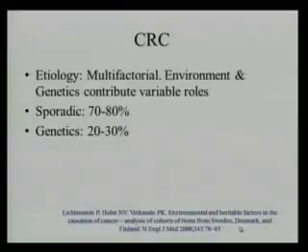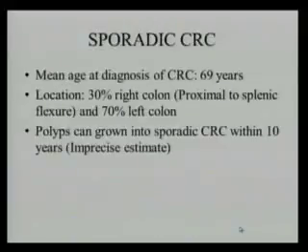It's multifactorial, can be environment, can be genetics. Sporadic still forms the majority of our colorectal cancer patients, 70 to 80%. The genetic or hereditary cancer forms 20 to 30%. Always remember, in sporadic there is a form of genetics within it, but it's not an actual syndrome. So that's the difference between the sporadic one and hereditary colon cancer.